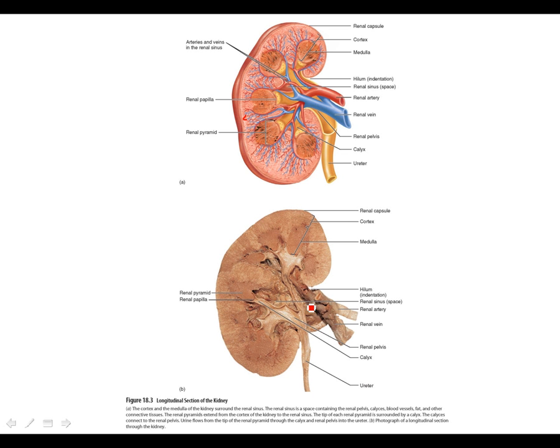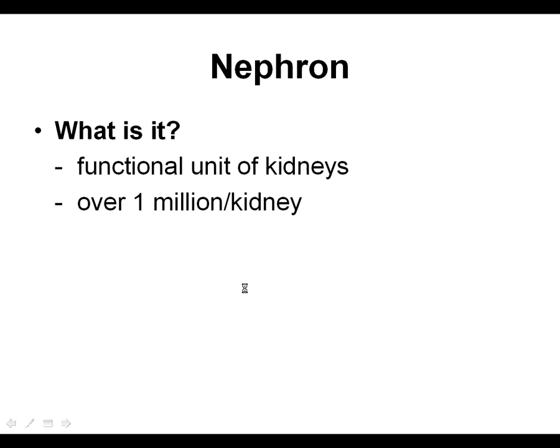And then this is an actual kidney that's been dissected, and you can see the different regions. You've got the cortex, this part right here, and then you've got the medullary, this area right here, and then these are the pyramids in the medullary region. Okay, so the functional unit of a kidney is called the nephron.